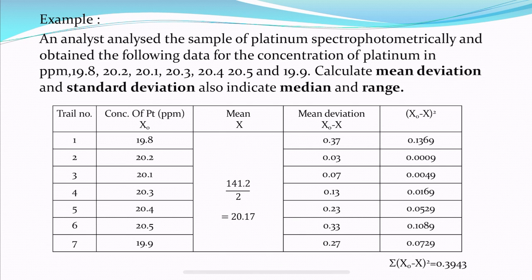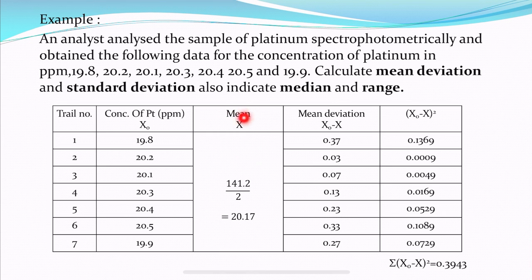So we have 7 different concentrations of platinum. All these experiments were conducted by using spectrophotometry. That is why the example says that an analyst analyzed the sample of platinum spectrophotometrically and obtained these data in terms of ppm. This is the concentration. As I said in my last class, first we have to calculate the mean, which means x bar.